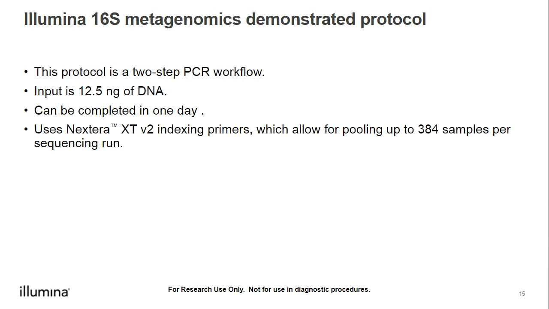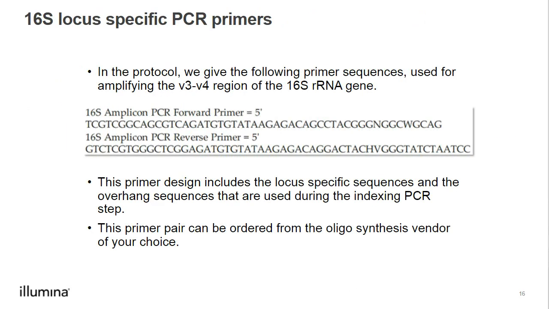In the protocol, which I'll link to a little bit later, we include the recommended primer sequences for targeting the V3 and V4 variable regions of the 16S rRNA gene in a single amplicon. The primer design for the first PCR step includes locus-specific sequences, as well as overhang sequences, which are utilized in the second PCR. This primer pair can be ordered from the oligosynthesis vendor of your choice.